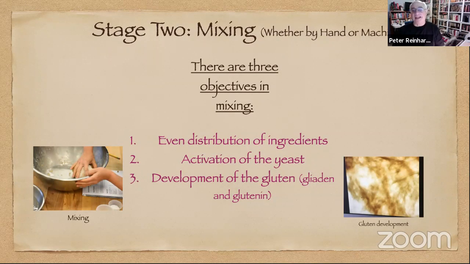But we have to activate it, because until we put it into the dough, it's basically lying dormant, waiting to be activated. A sourdough starter is already active, but it's kind of sitting there waiting to be deployed. So once we hydrate the dough, because one of the ingredients is going to be water or some liquid, the yeast wakes up and begins seeking out food. And then the third thing that has to happen is we have to develop the gluten.